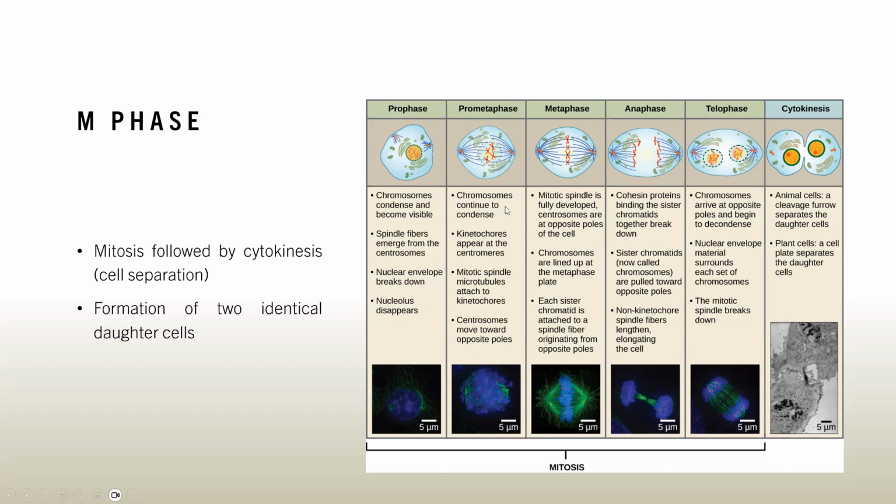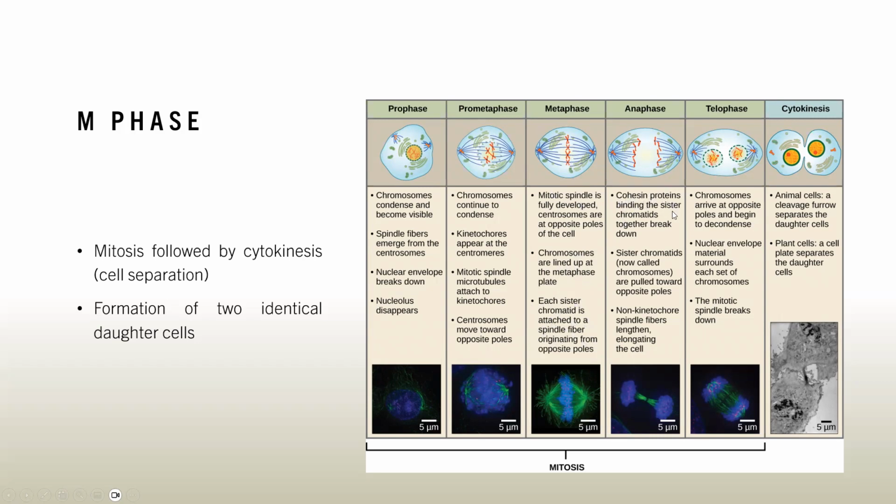Prometaphase: chromosomes continue to condense. Kinetochores appear at the centromeres. Mitotic spindle microtubules attach to kinetochores, and centrosomes move towards the opposite poles. Metaphase: the mitotic spindle is fully developed. Centrosomes are at opposite poles of the cell. Chromosomes are lined up at the metaphase plate, and each sister chromatid is attached to a spindle fiber originating from opposite poles.